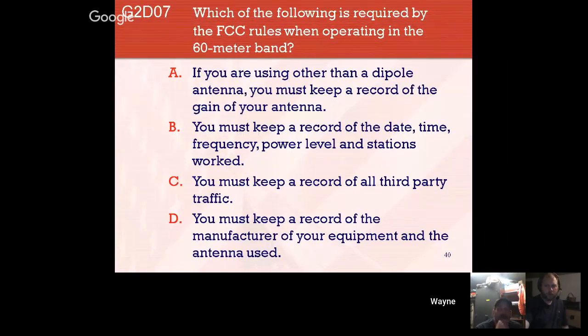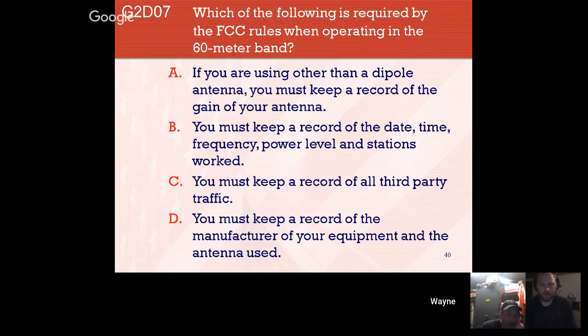Which of the following is required by the FCC rules when operating in the 60-meter band? It has nothing to do with third-party traffic. It doesn't really tell you to list any stations that you worked, although when you have a logbook, that's information that you want to keep for yourself. You don't care about the manufacturer of your equipment or the antenna used.